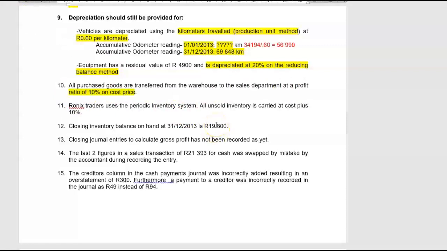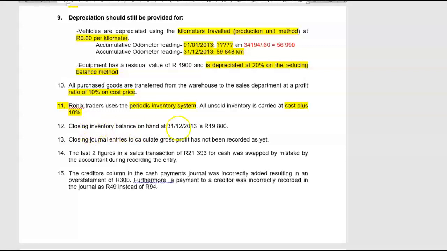Guys, exactly the same principle. So again, they build in an unrealized profit into the figures. Here they do confirm to us exactly what we've now gathered for ourselves, that they use a periodic inventory system. And then they tell us that all unsold inventory, so closing inventory at the beginning of the year, closing inventory at the end of the year, is carried at cost plus 10%. So what does that mean? That means that our completed goods, our finished goods, our trading goods in this case, includes unrealized profit of 10%.